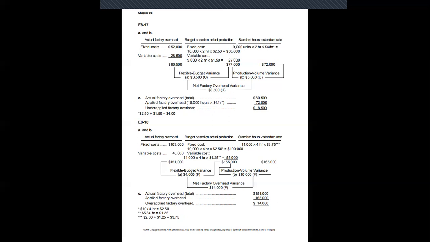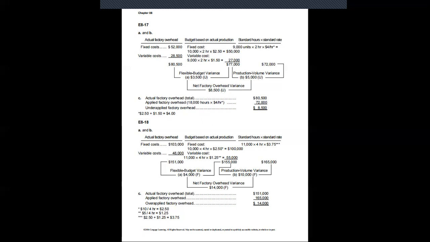So we have now the variances for the actual factory overhead of 151,000. The applied is 165,000. So the over applied factory overhead is 14,000. That's the sum of 4,000 and 10,000. The sum of 4,000 and 10,000. So again, we have 14,000.